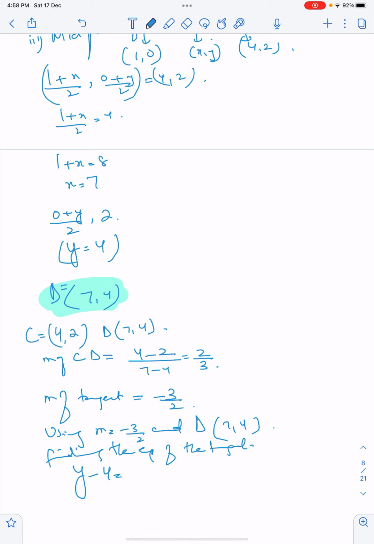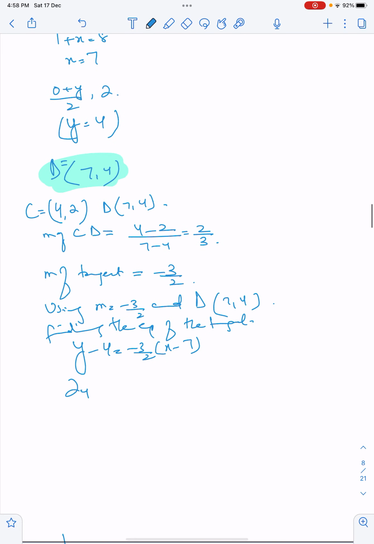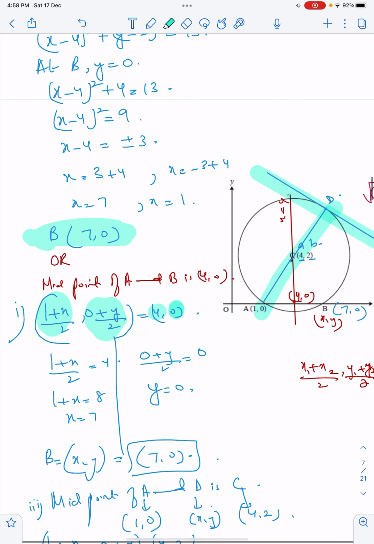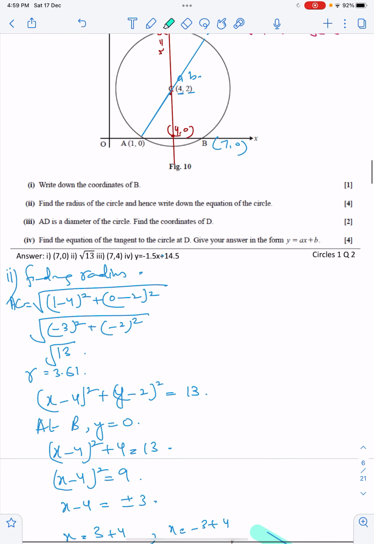y minus y1 equals gradient times (x minus x1). 2y minus 8 equals negative 3x plus 21. I've cross multiplied 2 with this and negative 3 into this. So 3x plus 2y equals 21 plus 8, which is 29. This is the equation of the tangent to the circle at the point D. So we're done with the question.